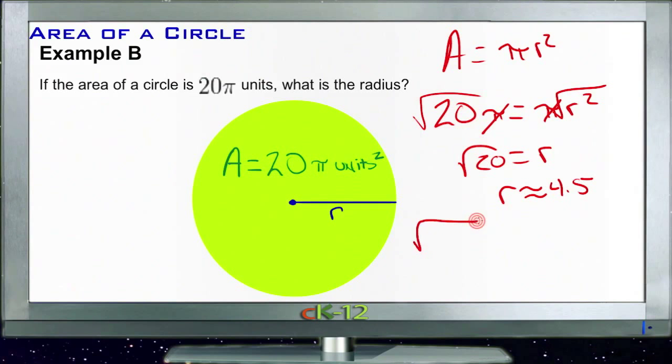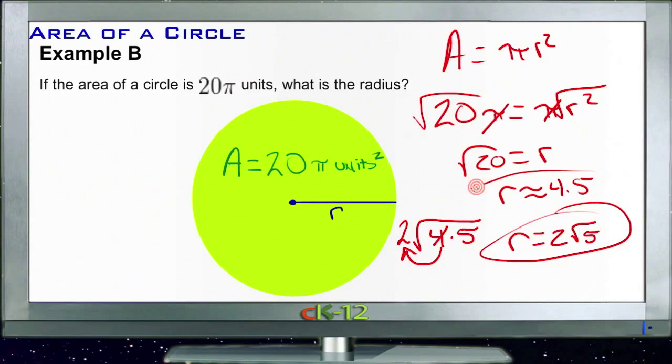The square root of 20 would be the same thing as the square root of 4 times 5. The square root of 4 we know, it's 2. So we could take it out of the radical and put a 2 outside. So then we could say that the radius is equal to 2 square roots of 5. And that would be the other perfectly valid way of giving our answer.